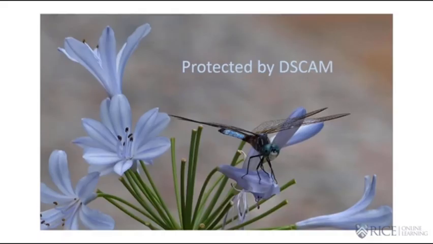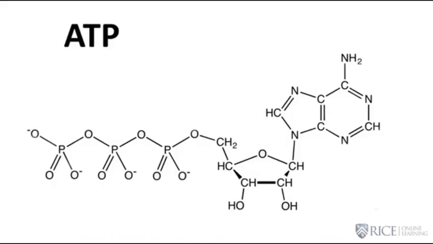And DSCAM can produce a message that can be spliced in over 38,000 different ways. So they can produce a very large variety of molecules in response to a particular infection. So we have these defenses. Now that's the good news. The bad news is that they're energetically expensive.